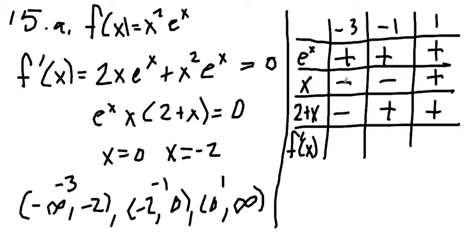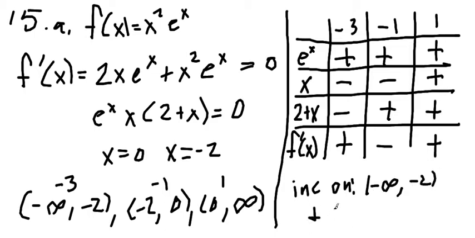Great. Positive times negative is positive. Positive times positive is negative. Positive all the way is positive. So that means that the function is increasing on this first and third interval, so the interval from -infinity to -2, and from 0 to infinity, and is decreasing on the other interval from -2 to 0. Great, fantastic.